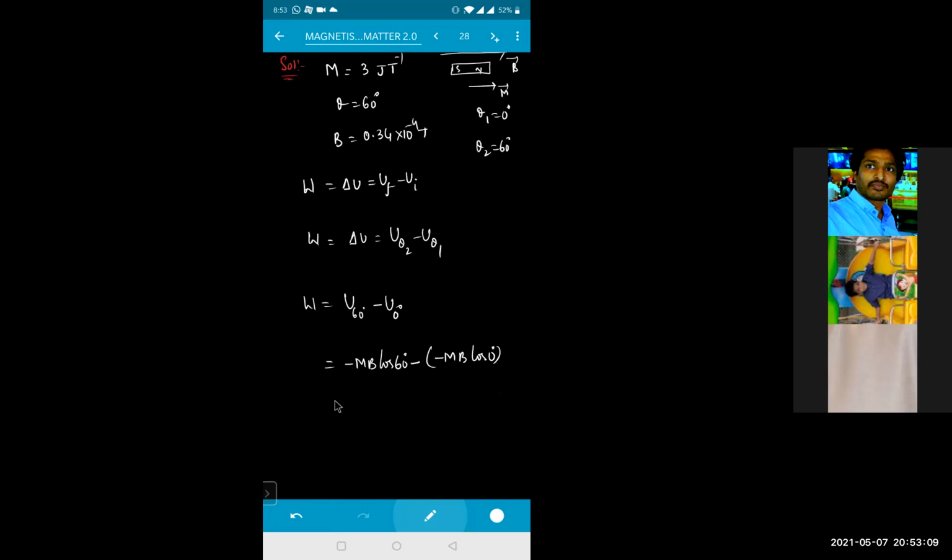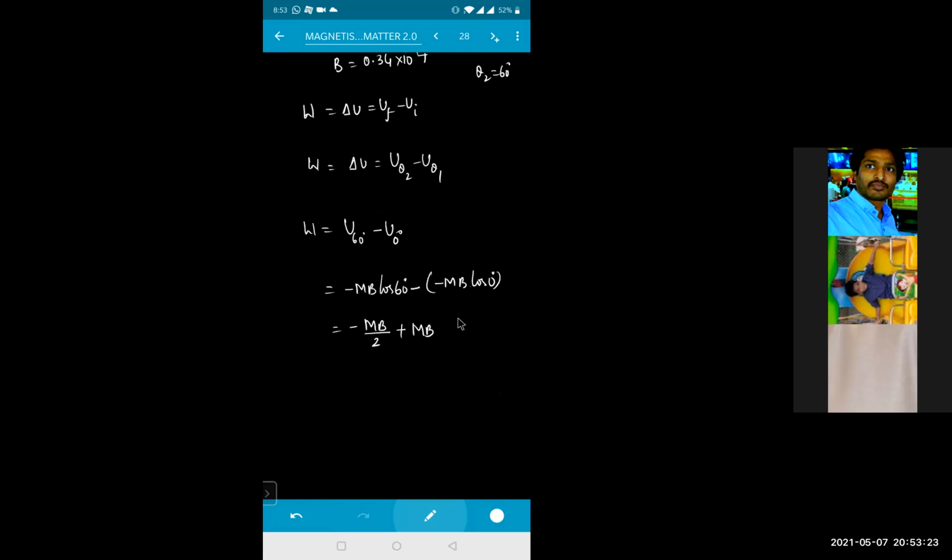So it will become how much? Minus MB times cos 60, which is 1 by 2, plus cos 0, which is nothing but 1, so MB. That becomes minus MB times 1 by 2 plus MB, which is MB by 2. Minus half plus 1 is nothing but plus half. So this is your work done formula: W is equal to MB divided by 2.